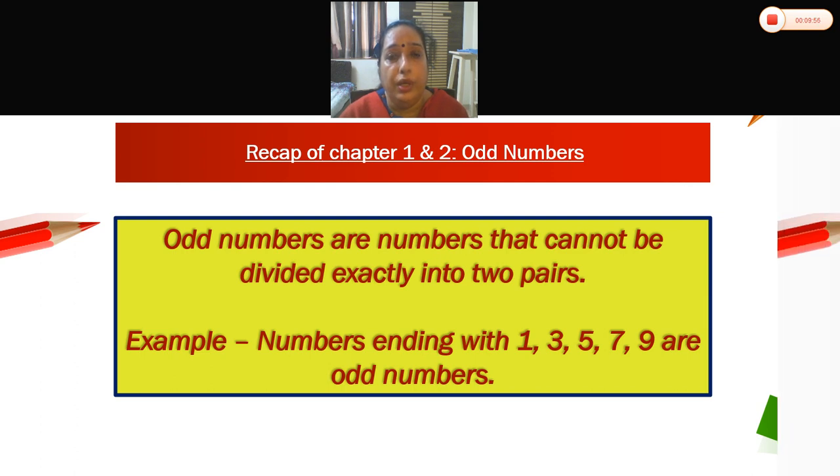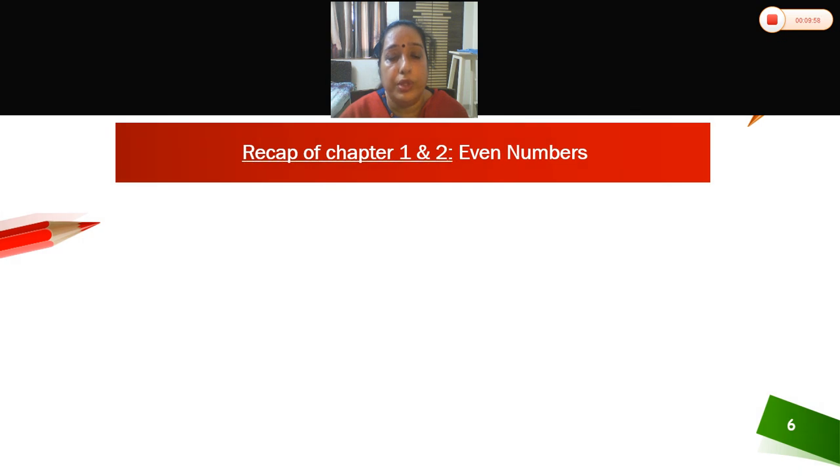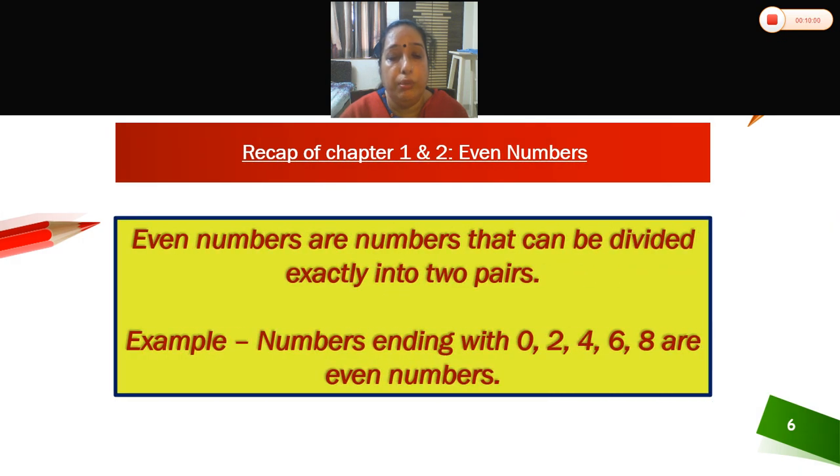Okay. Now next one is even numbers. What are even numbers? Even numbers are numbers that can be divided exactly into two pairs. Examples: numbers ending with 0, 2, 4, 6, 8 are even numbers.